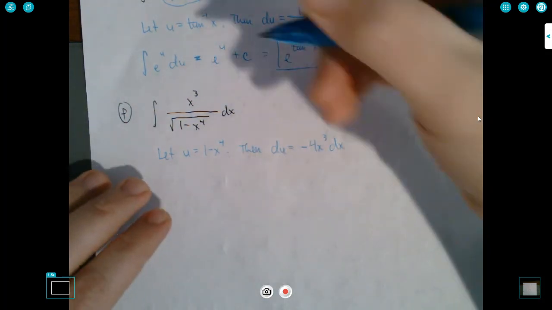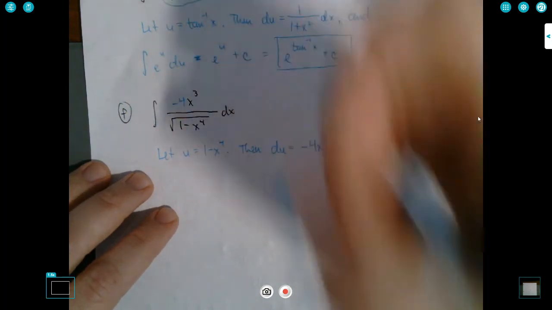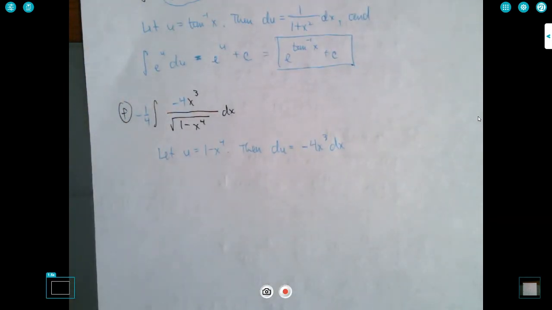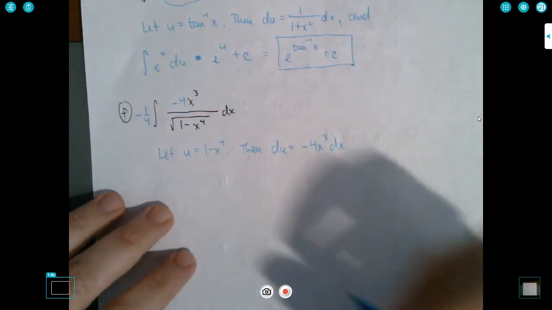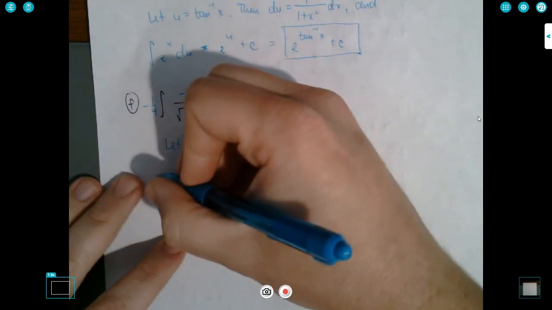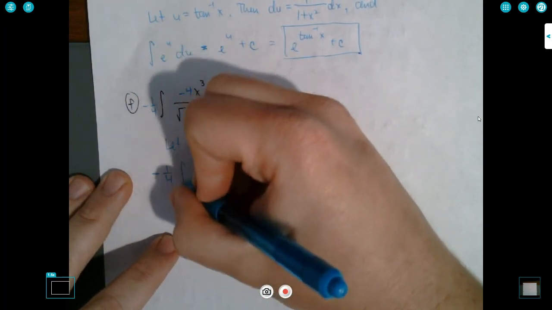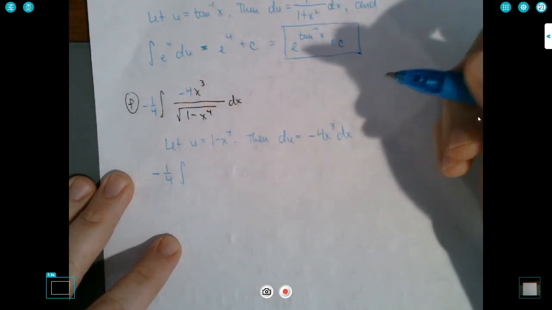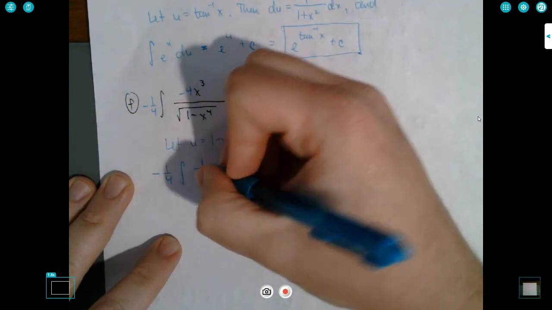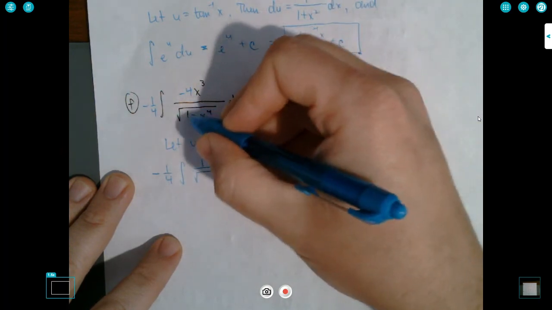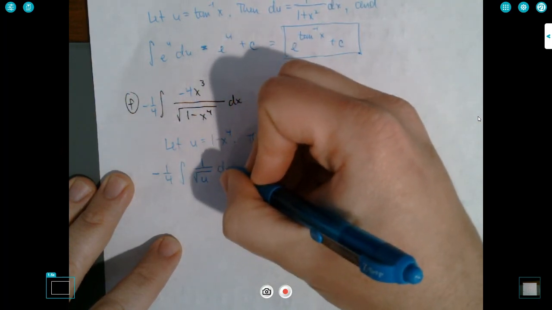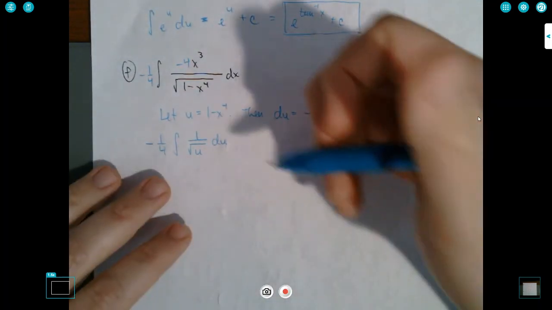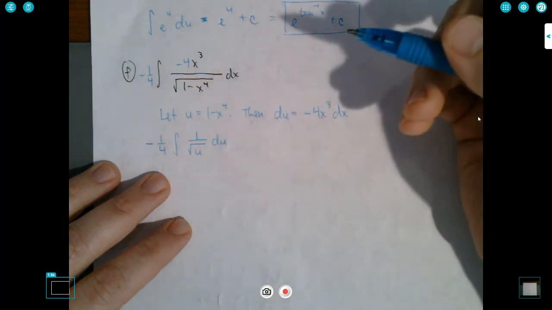Okay, so I can give myself a negative 4 there, as long as I offset it with a negative 1/4 there. And so then this integral is going to become negative 1/4 times the integral of negative 4x cubed dx, which is just going to be du. So it looks like this is 1 over the square root of u. So it's just 1 over square root of u. All right, that's u to the negative 1/2.